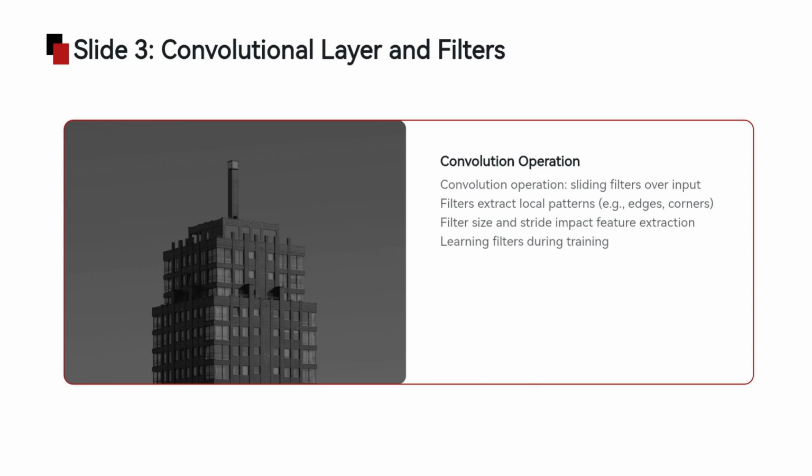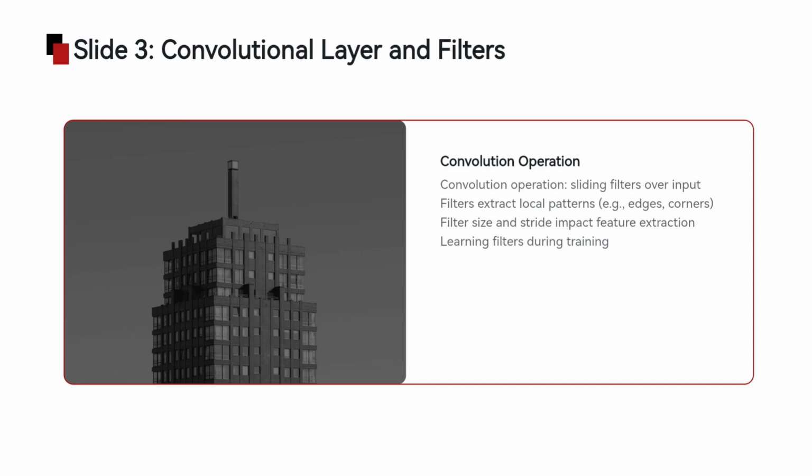In this layer, the network applies filters, or kernels, over the input image. These filters are small matrices, such as 3x3 or 5x5, that move across the image with a certain stride, the step size at which the filter is applied. The filter performs a dot product between the filter values and the image pixels it overlaps, producing a single output value. As the filter moves across the entire image, it generates a new feature map.